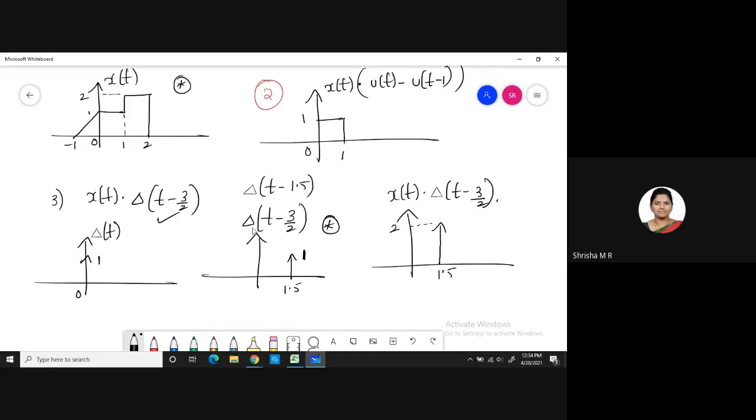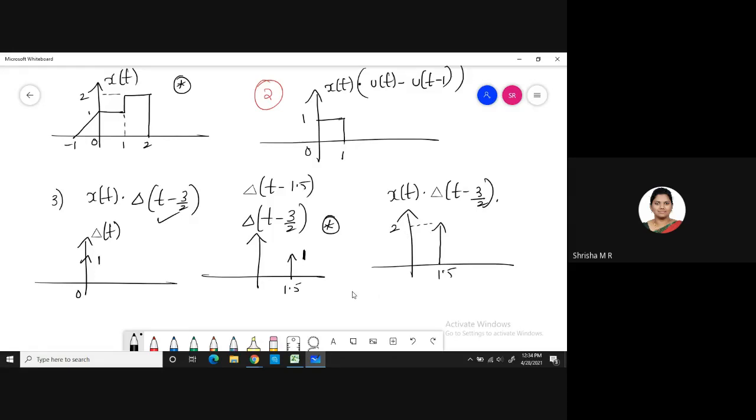Now we are multiplying this delta of t minus 3 by 2 with x of t. How do you multiply? Check the amplitude at 1.5. Amplitude of x of t at 1.5, you have amplitude 2. So here we have amplitude 1. 1 into 2 would be 2. The impulse signal will exist at t is equal to 1.5 with an amplitude 2.